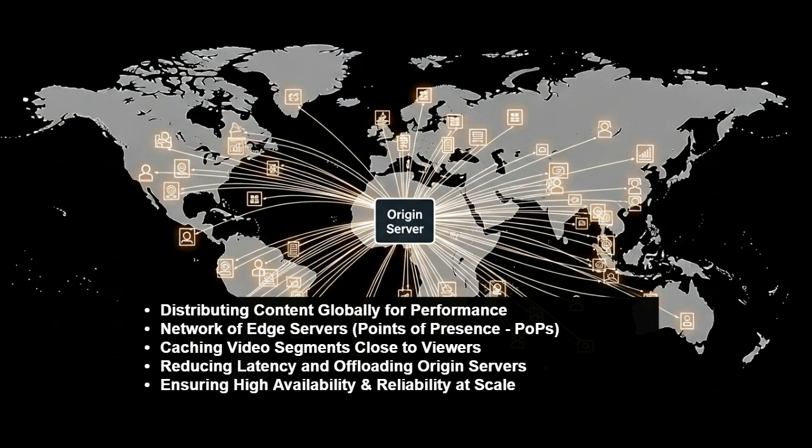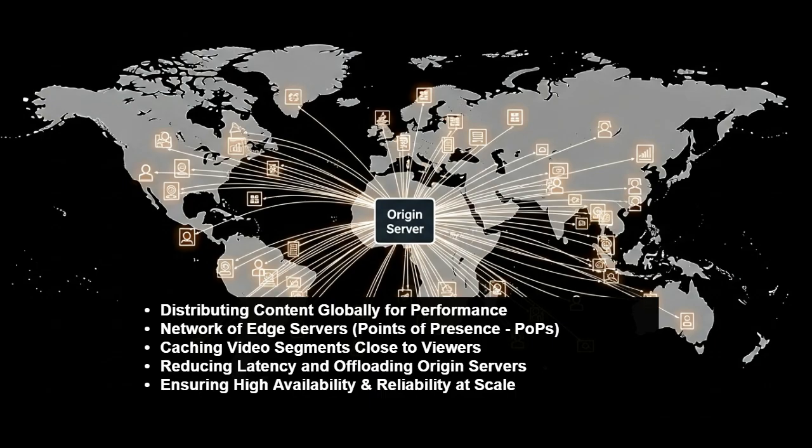Instead of viewers fetching content directly from the origin server, which could be thousands of miles away, they retrieve it from the closest CDN point of presence, or POP. These POPs cache the video segments, reducing latency and significantly offloading the origin infrastructure.